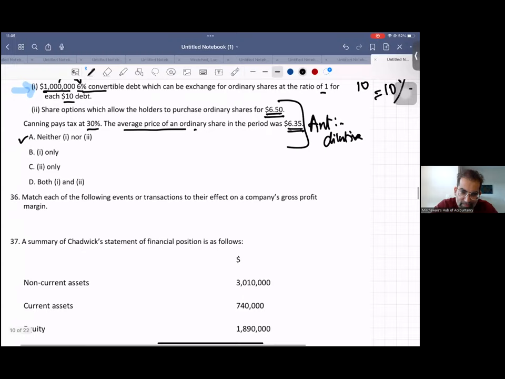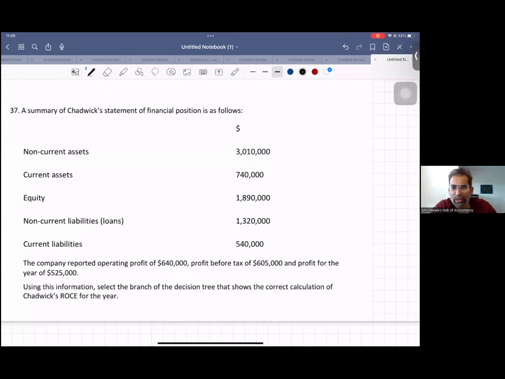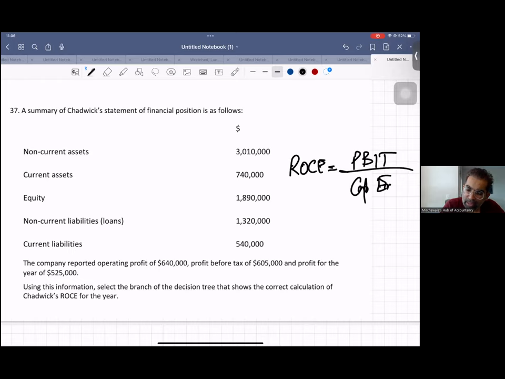Next, this is a piece of cake. Come on, enjoy. Listen to me. I say this many times in my classes for ratio analysis: if the examiner has told you to use a certain formula, then use that formula, even if it differs from your teacher's. But if the examiner is silent, then use the standard formula. The standard formula for ROCE is PBIT divided by capital employed.